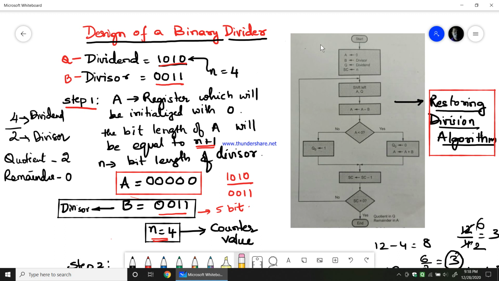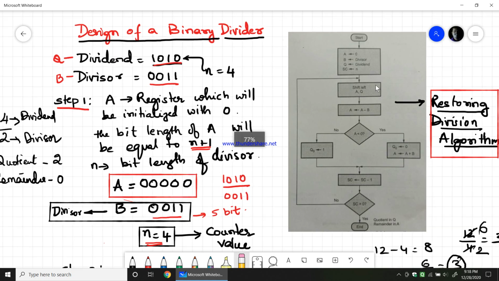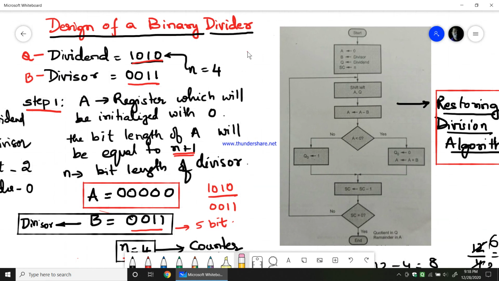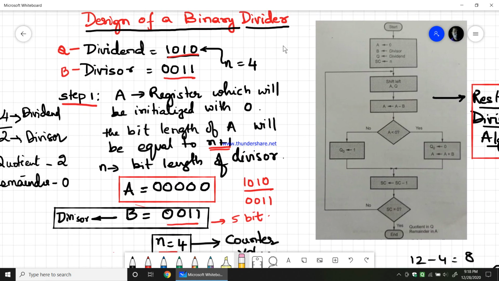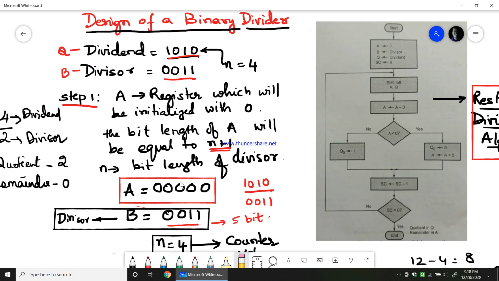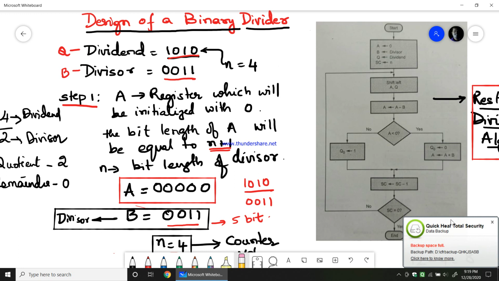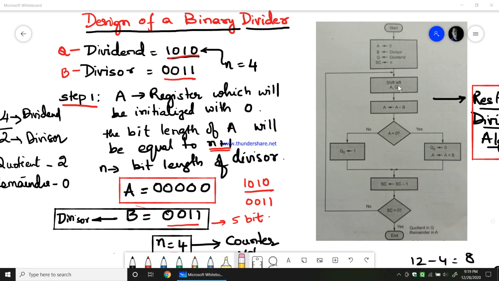You can see a flow chart on the screen. I'll not explain the flow chart itself, but I'll explain step by step how to solve this particular problem, and finally at the end we'll see the quotient and remainder result, and how to obtain that in a binary divider. The step by step explanation is related to the restoring division algorithm. So let us do that now.